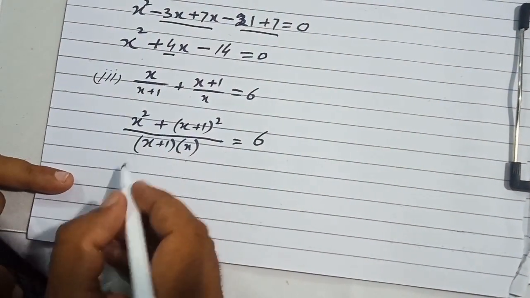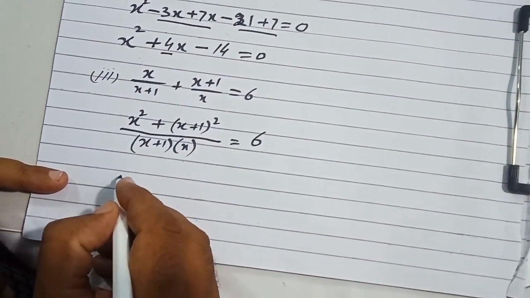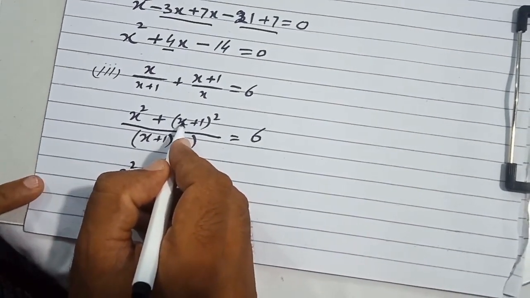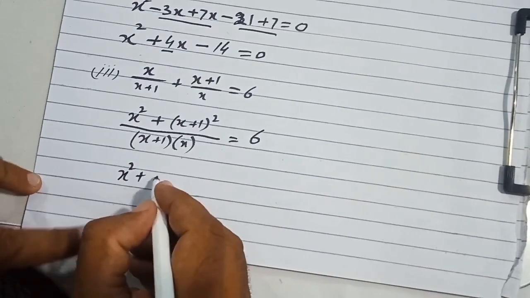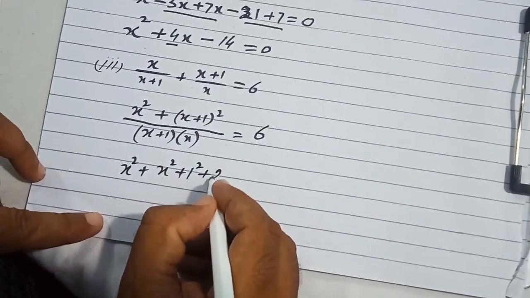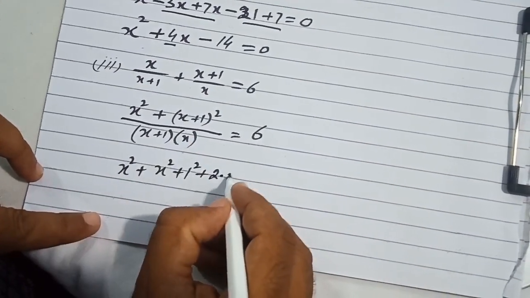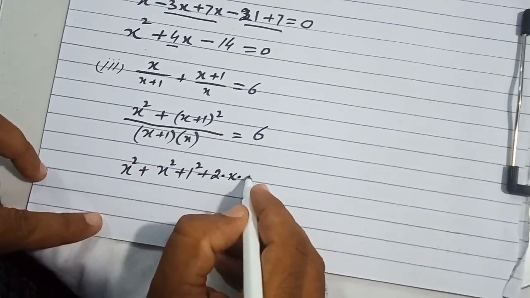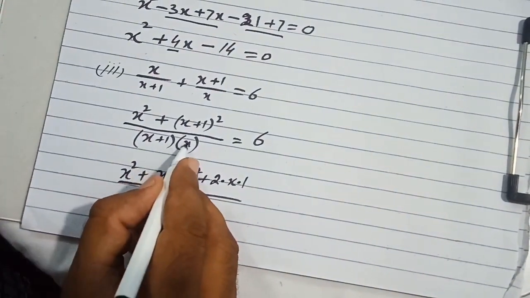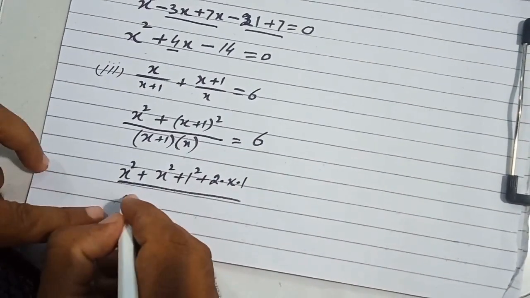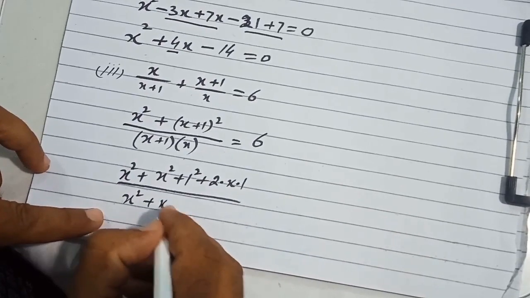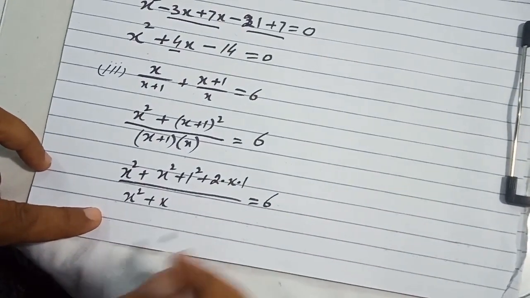Now we can simplify the numerator as well as the denominator. x square plus, here I will use the formula of a plus b whole square, that is a square plus b square plus 2ab. In place of a I will write x, and in place of b I would like to write 1, so x multiplied by x will become x square, and when x is multiplied by 1 it will become x, that is equal to 6.